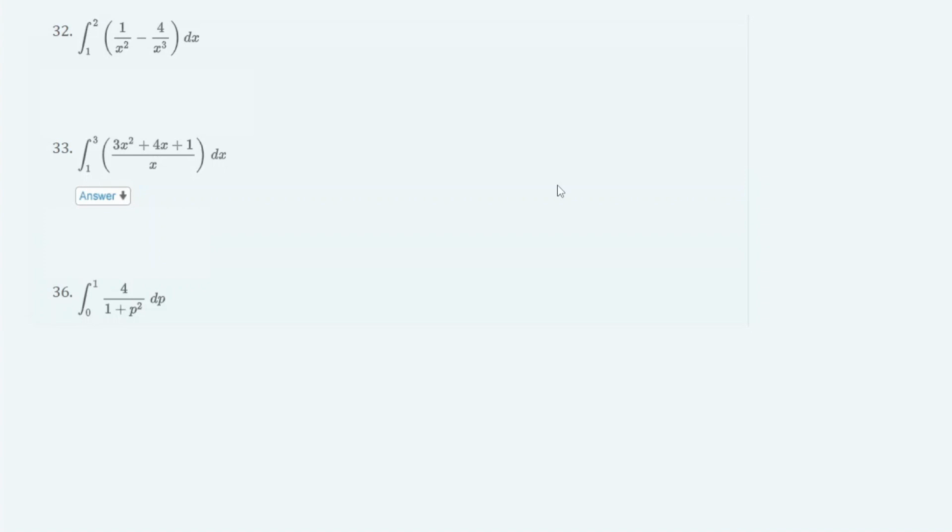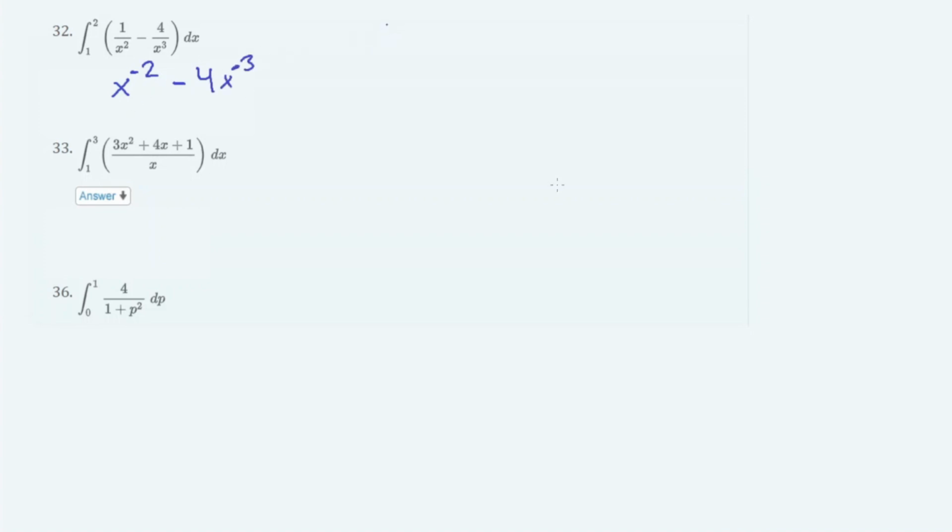Alright, so let's take a look at number 32. So we have the definite integral of 1 over x squared minus 4 over x cubed. So first, we could actually change this to negative exponents, so it makes it a little bit easier for us. So we're going to have x to the negative 2 power minus 4x to the negative 3 power. And now we could integrate.